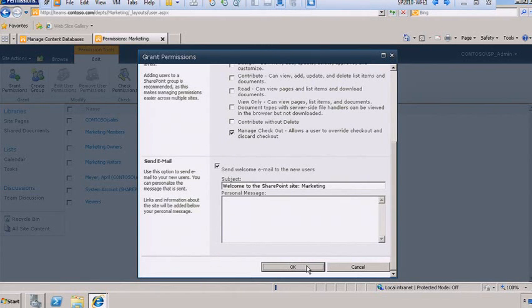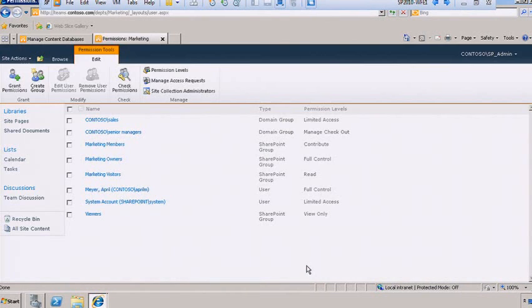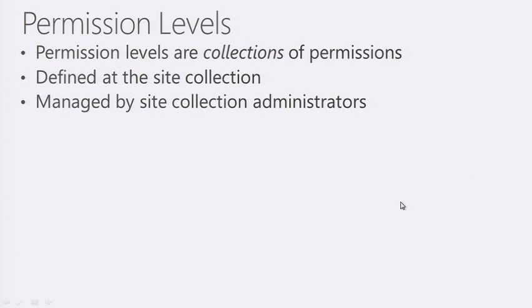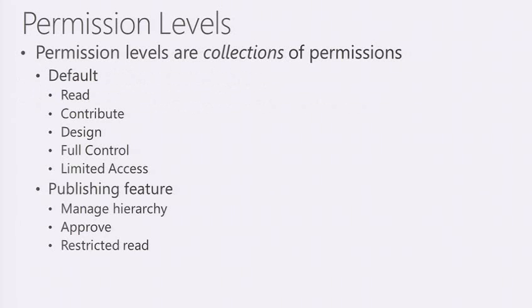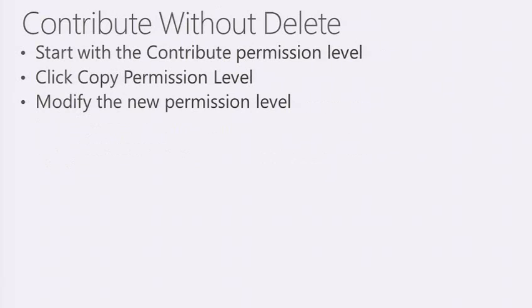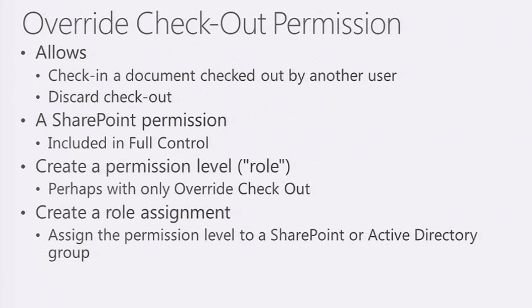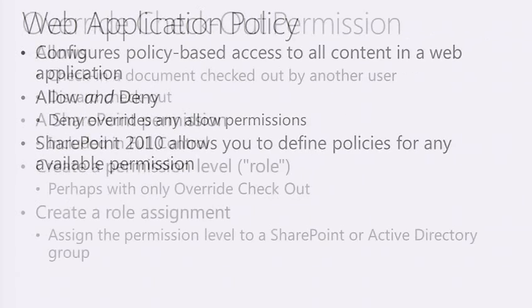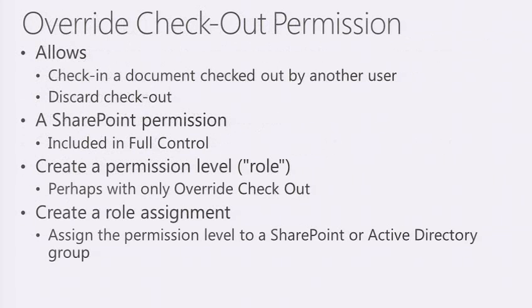Again, this permission level is being assigned to a group at the top of our site collection, or at the top of our site, I should say, so all of the libraries within the site will now inherit that permission. So that's what permission levels are all about, and these have to be managed by site collection administrators. You have to be a site collection administrator to define a permission level. So in the slide deck, I've got a couple of examples here of what I've just shown you, including override checkout. And I think contribute without delete is also in there, just it's a hidden slide.